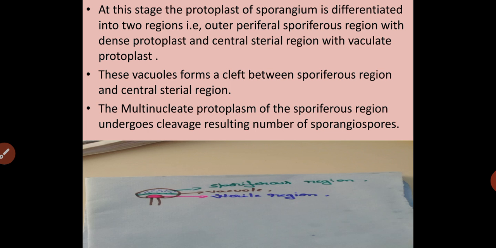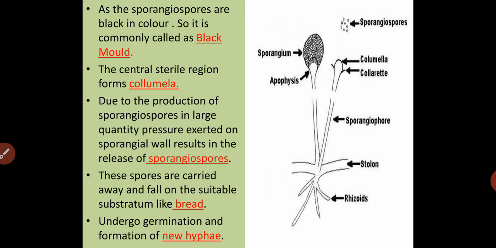The multinucleate protoplasm of the sporiferous region undergoes cleavage, resulting in a number of sporangiospores. As the sporangiospores are black in color, it is commonly called black mold. The central sterile region forms the columella. Due to the production of sporangiospores in large quantity, a pressure is exerted on the sporangial wall which results in the release of the sporangiospores outside. These spores are carried away and fall on a suitable substratum like bread and undergo germination, and the formation of new hyphae takes place.